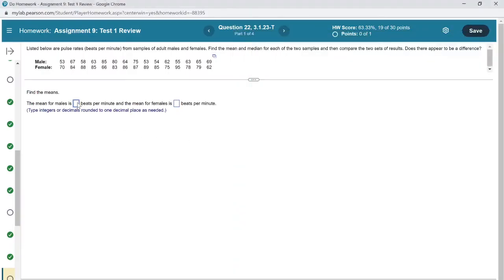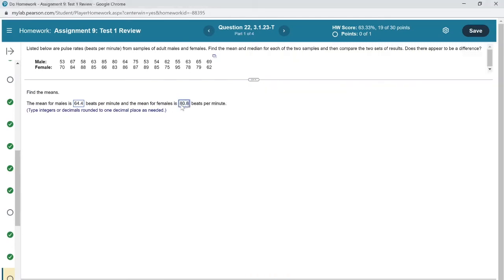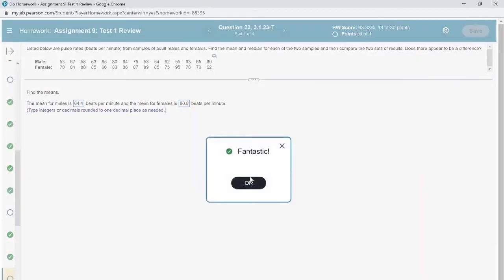64.4 for the male, and for the female it's 80.8. So that's the mean.